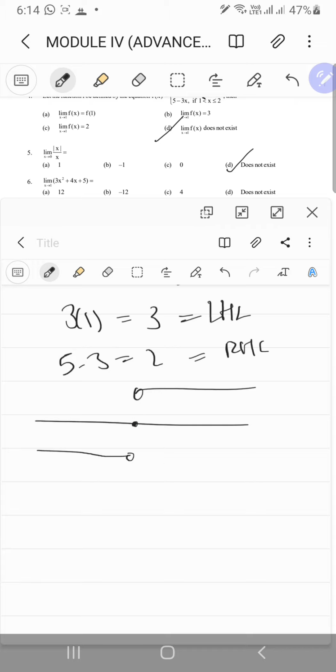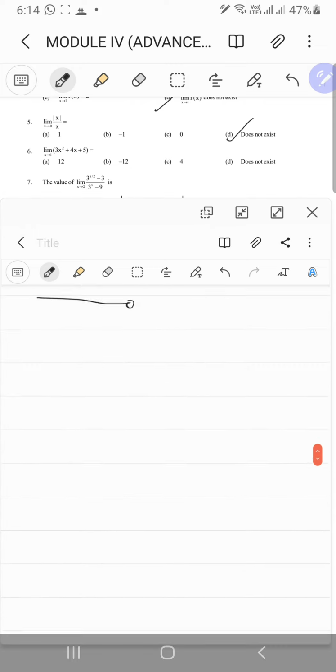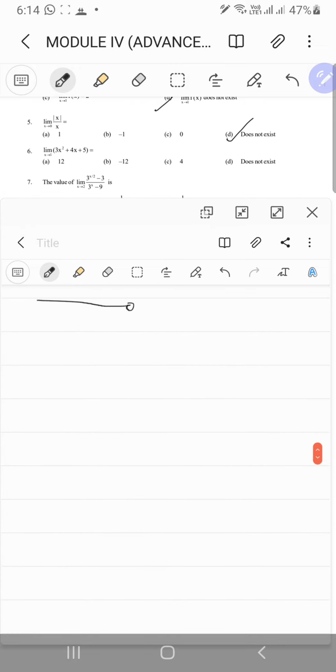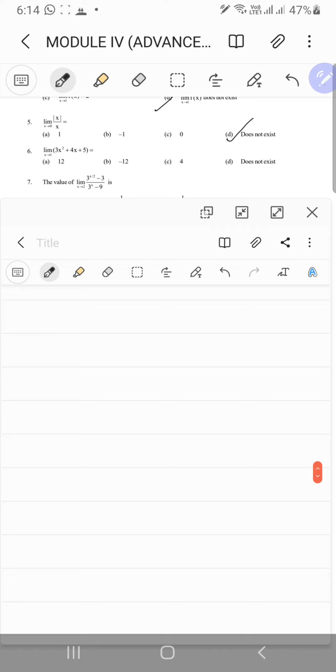Fine. Next question. Oh, this is a polynomial function. Fine. So the good thing about polynomial functions is that they are continuous. So we can just put 1 into that thing and we will get the answer. So this is going to be 3 plus 4 plus 5, which is 12.